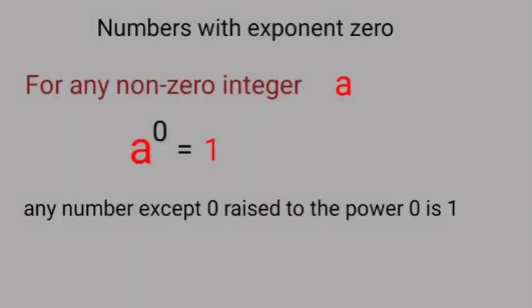Let us consider numbers with the exponent 0. For any non-zero integer a, a raised to 0 is equal to 1. Any number except 0 raised to the power 0 is 1.